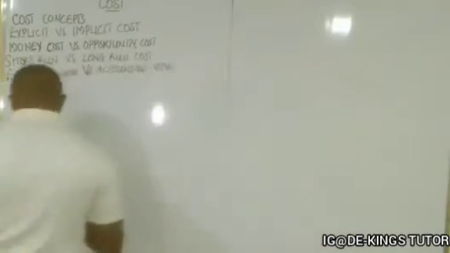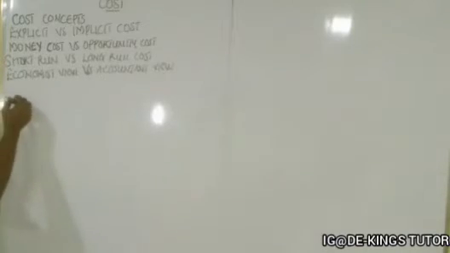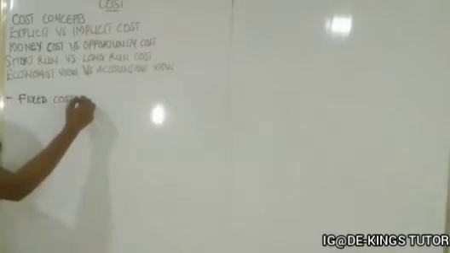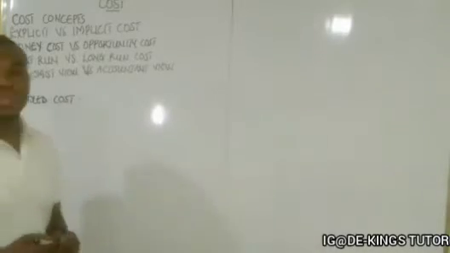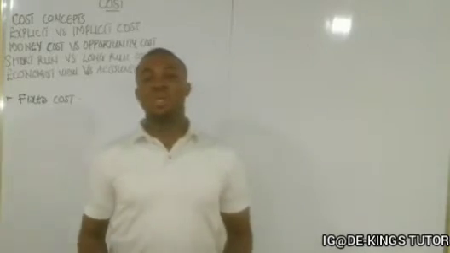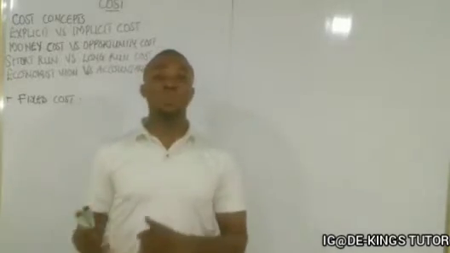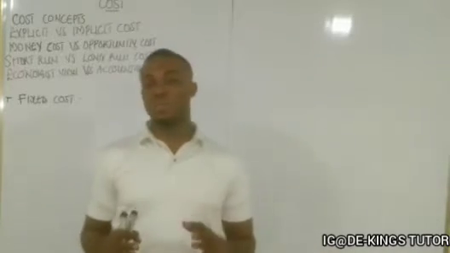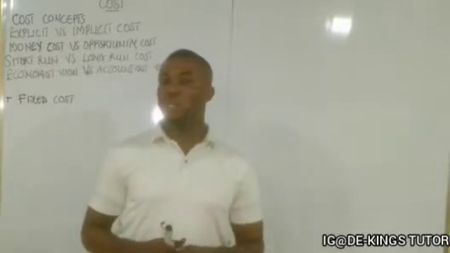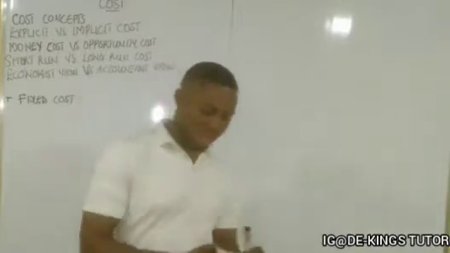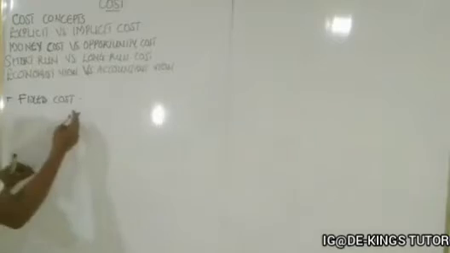The first one we look at is the fixed cost. What's a fixed cost? A fixed cost, which is also known as unavoidable cost, is the cost of an enterprise that does not change with output. They remain constant, irrespective of the level of output. They are the same. They do not change. Examples are salary or rent.